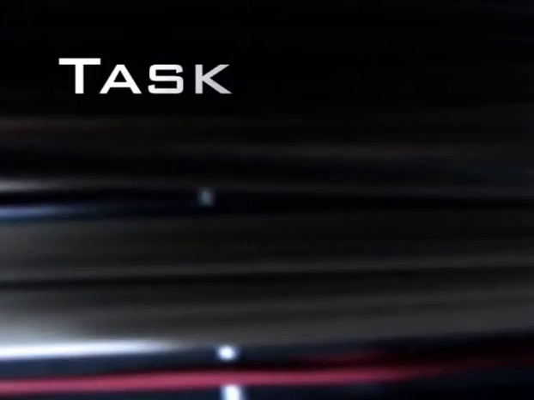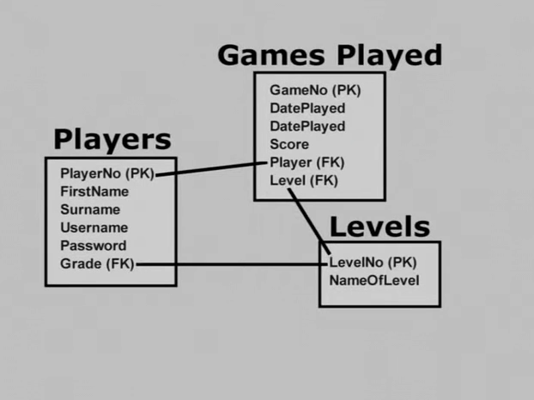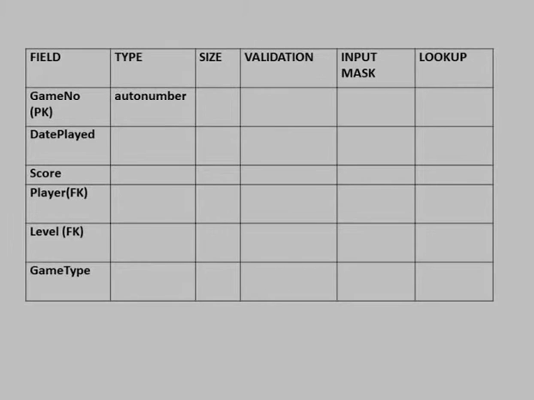Here's your task for today. Draw up a table of information for the games played table. In your table, indicate field name, data type of the field, field size or format, validation rules to be set, input mask you might need, and whether data must be looked up from one of the other tables or from a list you will type in. And notice that there is an extra field, game type, for recording whether the game played was a multiple choice or a match the columns game.